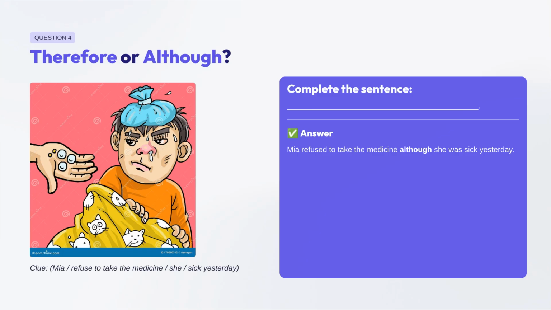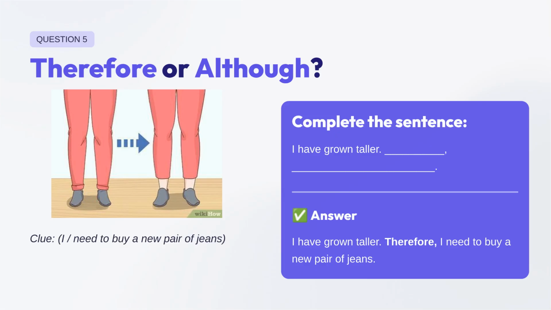Look at question 4. Using the clue, Mia refused to take the medicine. She, sick yesterday. Complete the sentence. Refusing medicine when sick shows a contrast, so our complete answer is, Mia refused to take the medicine, although she was sick yesterday.